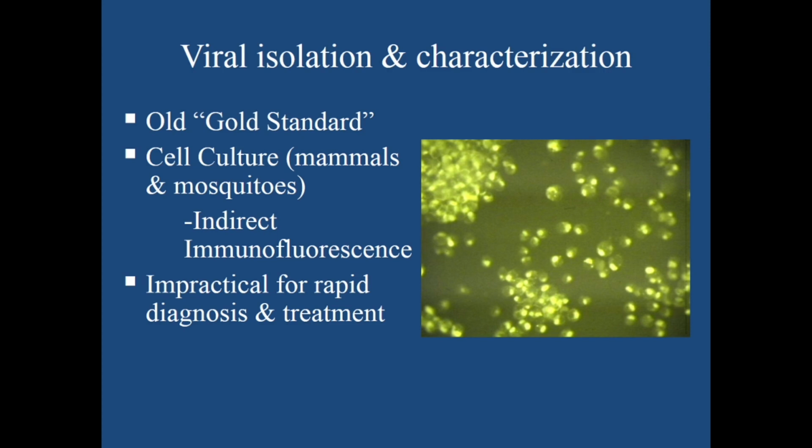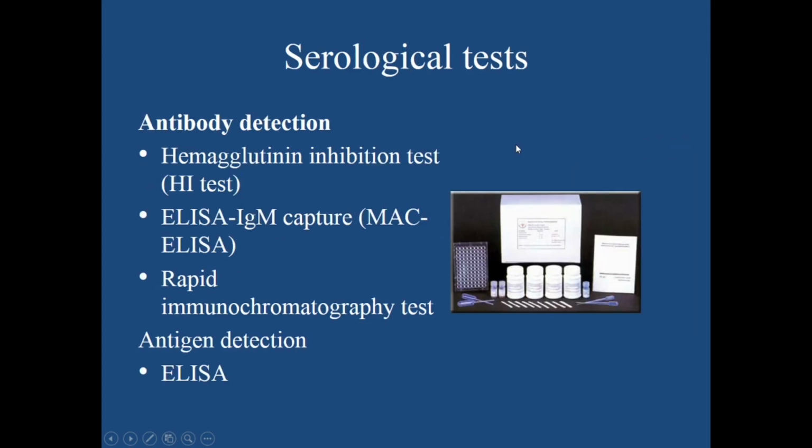Viral isolation is actually the gold standard, but it's not practical because it's not rapid and it's impractical for rapid diagnosis and treatment. Cell cultures of mammals and mosquitoes are used here, and the method of identification is indirect immunofluorescence. As for serological tests, what is followed commonly is IgM capture ELISA, or the MAC ELISA, which is usually done for acute cases, meaning cases within 2 months.